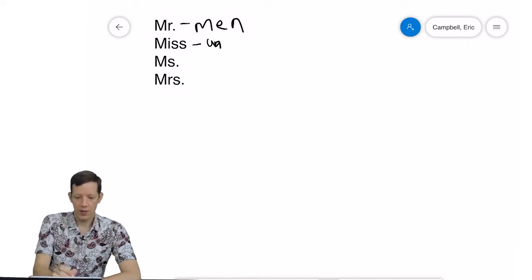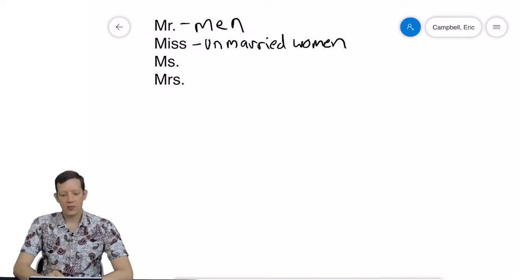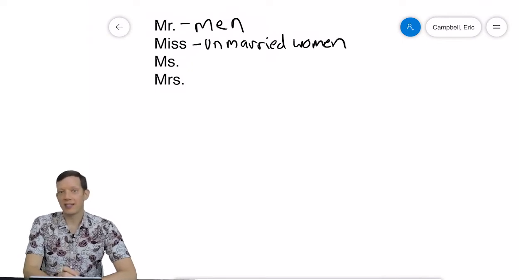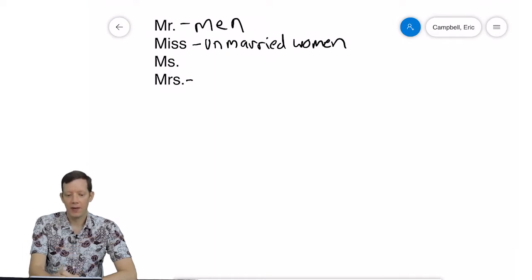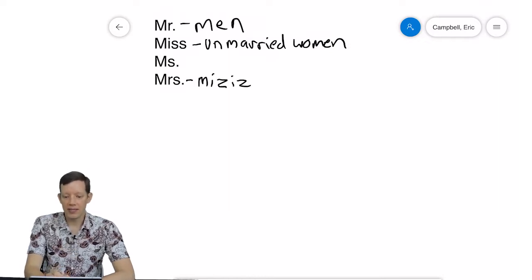All right, so this is for unmarried or single women. And usually it's for young single women. Okay, the next one we're going to skip for just a second because it's the most difficult to understand. We go down to Mrs. Mrs, it's pronounced like with a Z. Mrs is for married women.